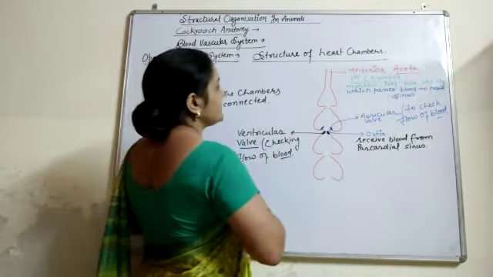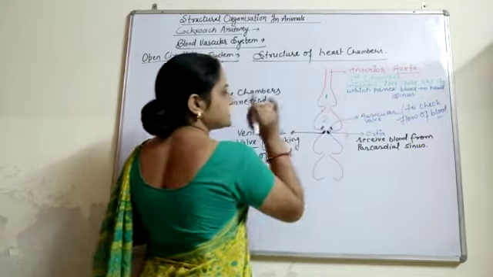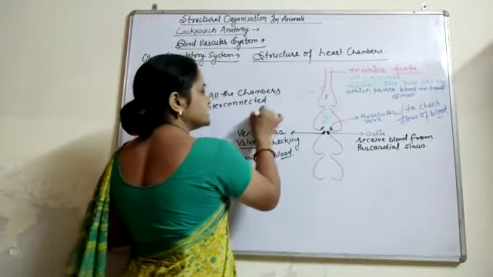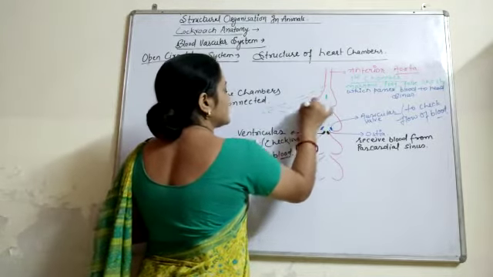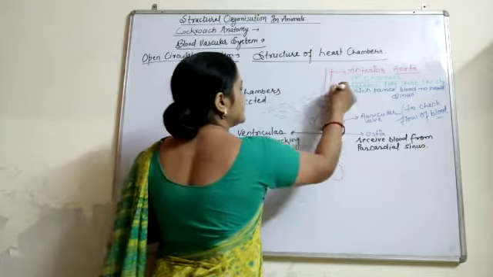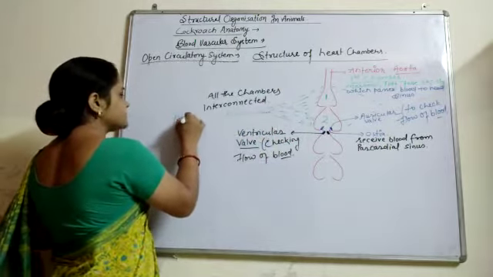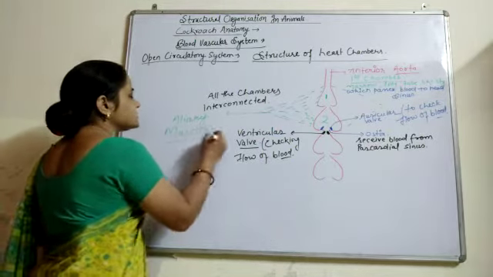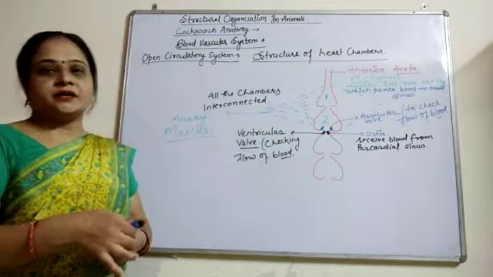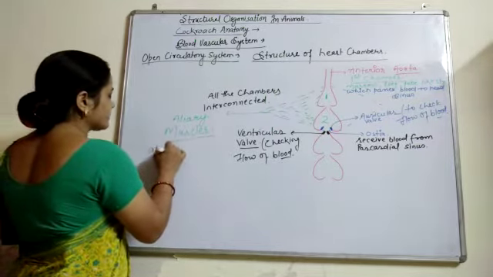Next, there are special alary muscles. We can draw here. This is the first chamber and this is the second chamber. Between these there are alary muscles like this, and they are present in pairs. These alary muscles are situated around the heart chamber.